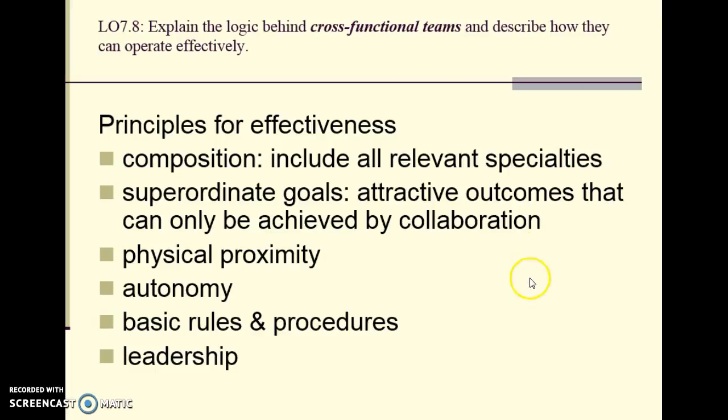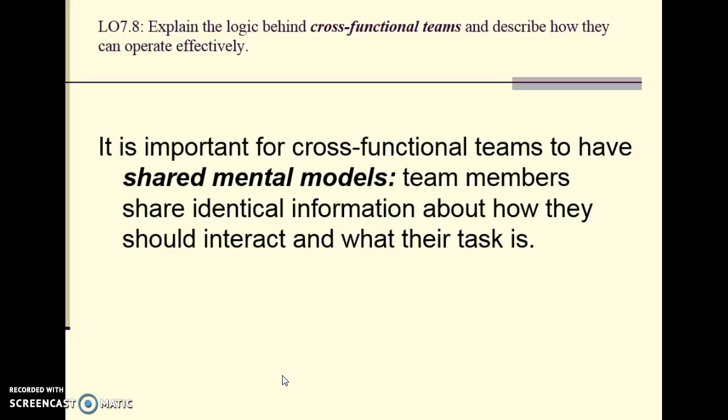Principles of effectiveness in cross-functional teams. Composition: include all relevant specialties. Superordinate goals, that is, attractive outcomes that can only be achieved by collaboration. Physical proximity, autonomy, basic rules and procedures, and leadership. It is important for cross-functional teams to have shared mental models, that is, team members share identical information about how they should interact and what their tasks are.